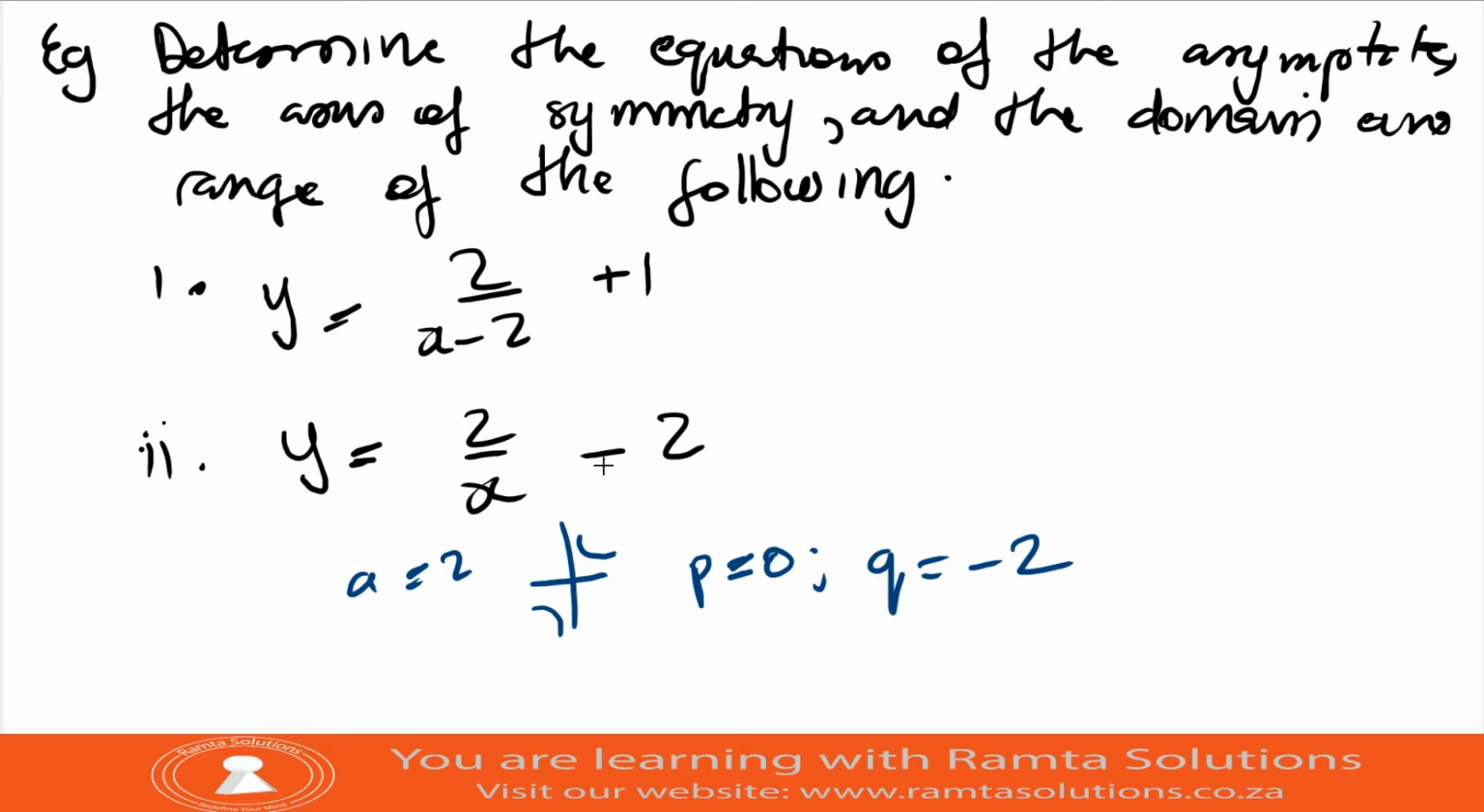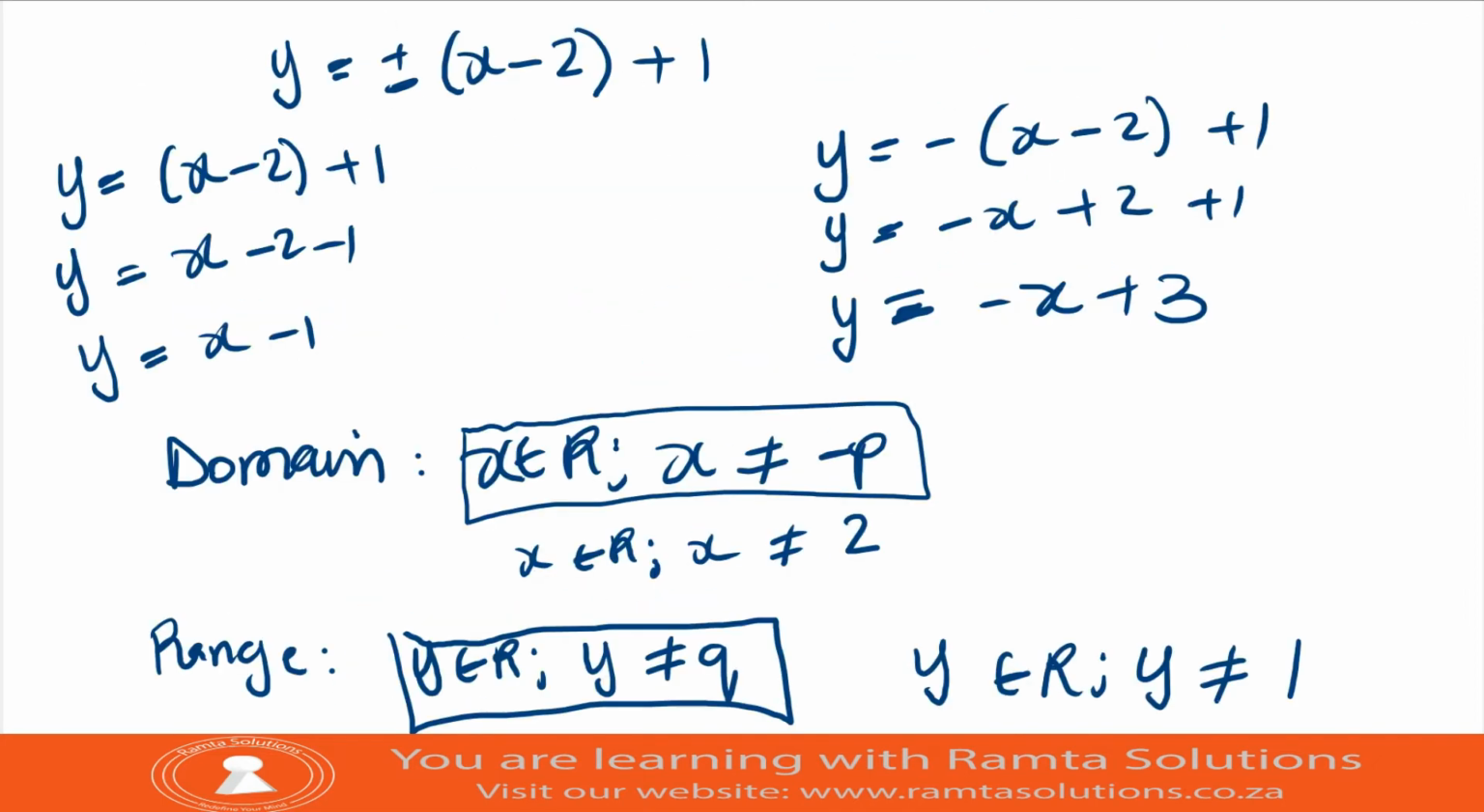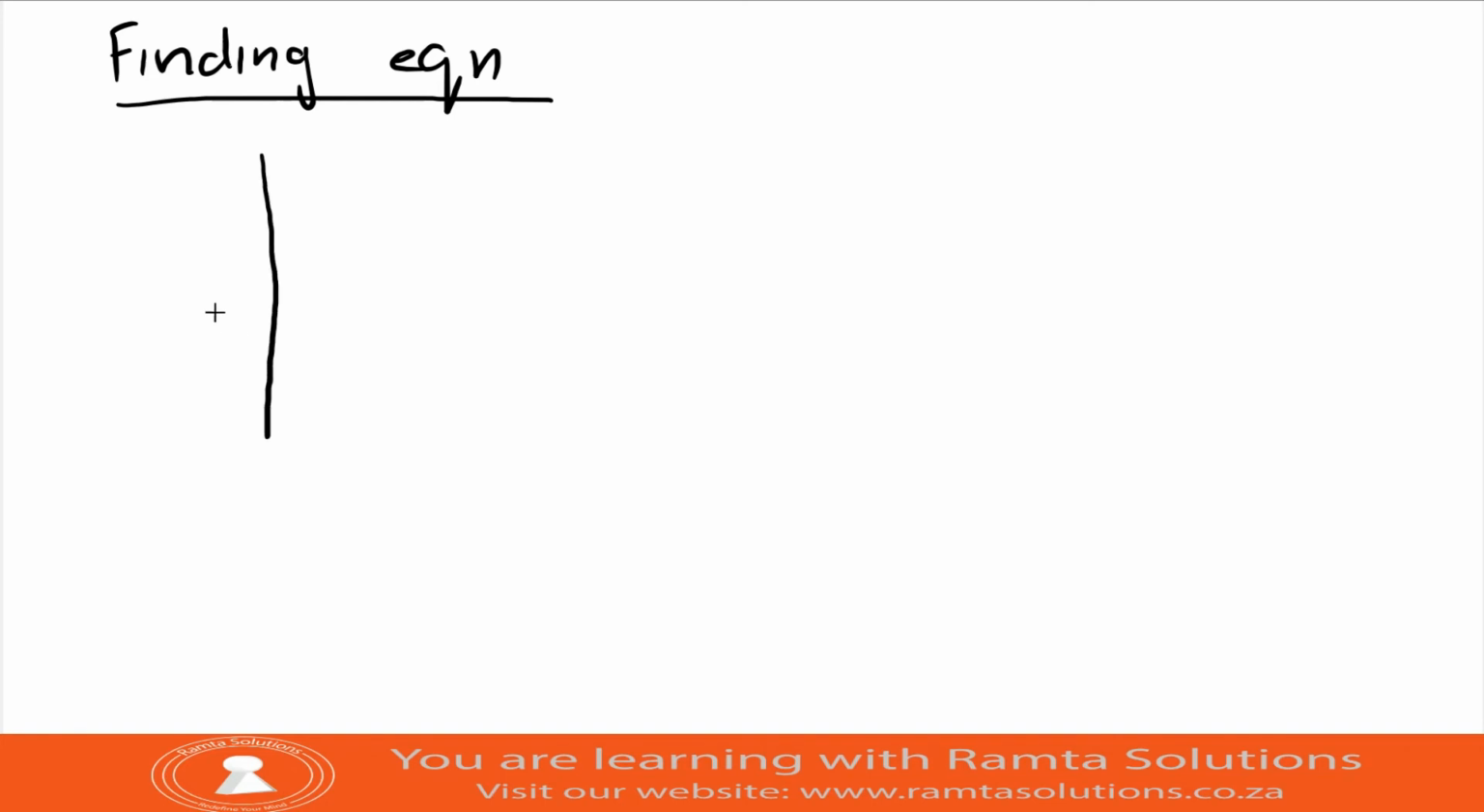Now we're going to determine the equation of a hyperbola. Let's get into it. Finding the equation. With the hyperbola, the most important thing is for you to see if you are given asymptotes.